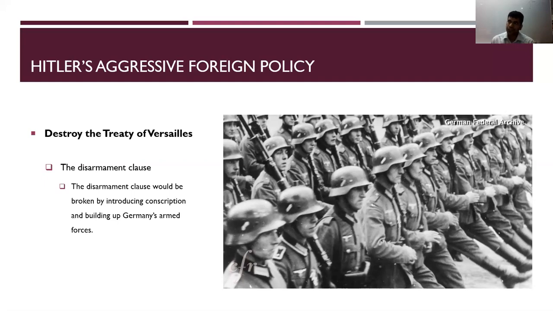Okay, so the disarmament clause would be broken by introducing conscription and building up Germany's armed forces. And this basically helped Hitler gain popularity, because he had promised the people bread and work. Now you can see from the picture, you have uniform, you have helmet, you have gun. These would require factories to manufacture these things. So you have employment, because machines will need to be run under the supervision of people. Back in the 1930s it was more labor intensive rather than machine intensive. So you have people during the Great Depression in Germany where factories were converted from making consumer products to military products. Hence, you have employment, and Hitler was able to fulfill his promise to the people that he would give them work and bread.